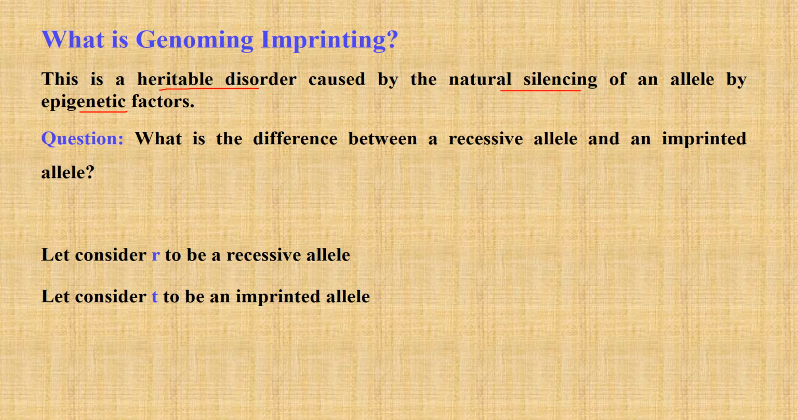on epigenetic factors. So we'll be answering the question, what is the difference between a recessive allele and an imprinted allele? Okay, let's consider small r to be a recessive allele and small t to be an imprinted allele. So if r is a recessive allele, it means that r cannot express itself in the presence of the dominant allele capital R. Okay, but r cannot express itself in the heterozygous form, but r can express itself in the homozygous form.